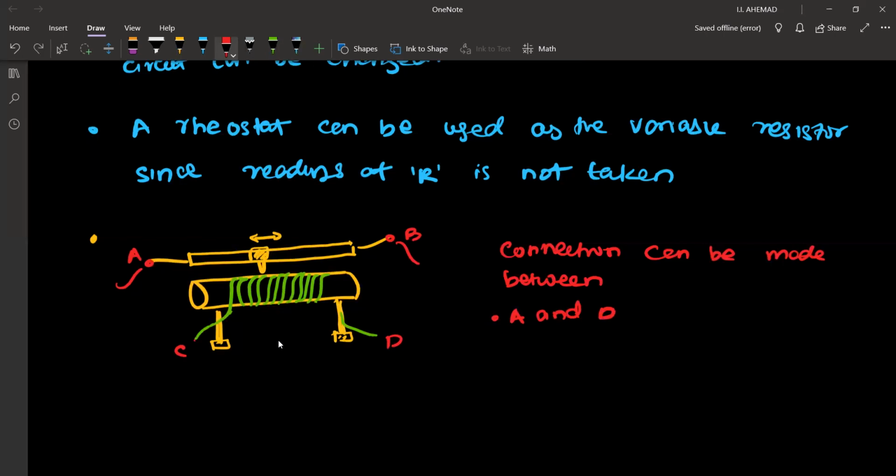Any other combination we can have? How about A and C? Just think and tell me A and C, and what will happen when I move this side? Will it increase or decrease? A and C, can we use that configuration as a variable resistor? How about A and C?